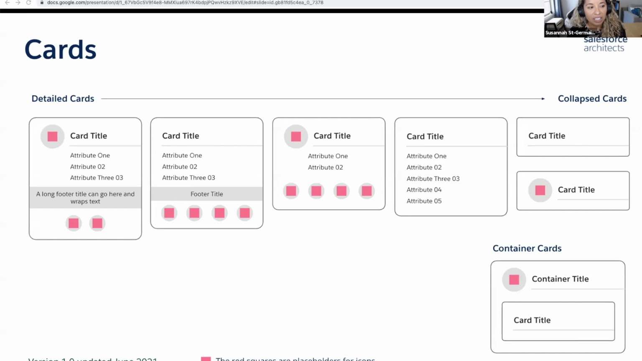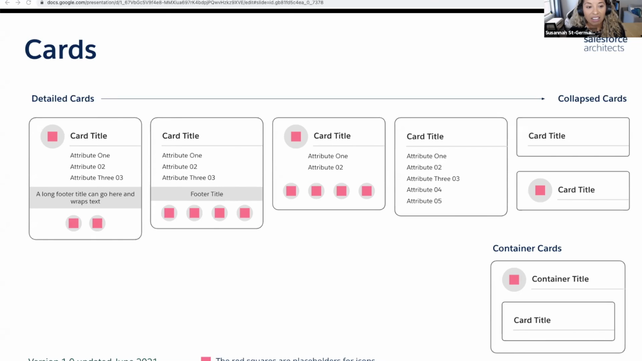So these cards are essentially where you're going to store information about different entities that you're diagramming. So you might have a card. So we have detailed cards and container cards. And a card might be maybe a particular cloud. If we're looking at like a system landscape as an example, you might have a card for your sales cloud and for your service cloud.